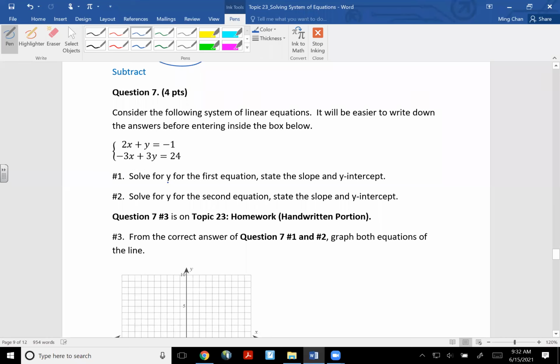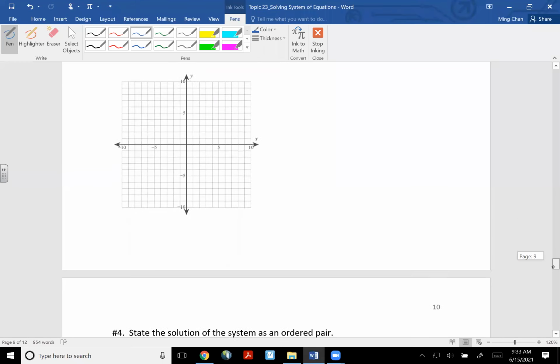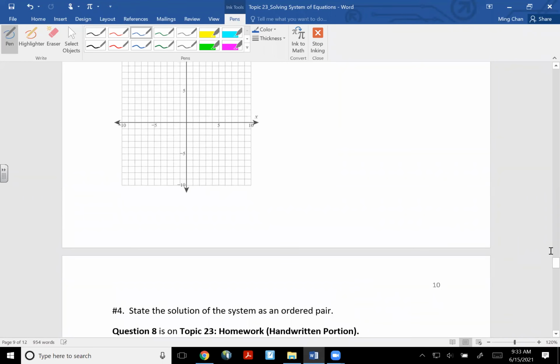So here, this one is about graphing. Number 3 is actually on the handwritten portion, so on the handwritten portion you will do the graph. But on the computer, you will solve for y and tell me what the slope and the y-intercepts are. Same thing for 1 and 2. Do the first two on the computer portion, and number 3 is going to be on the handwritten portion. Number 4, make sure you state the solution as an ordered pair.